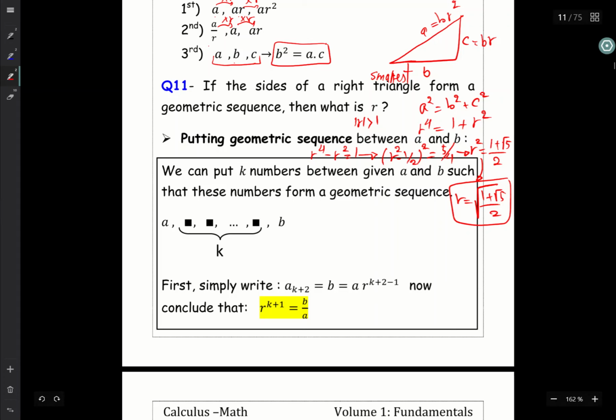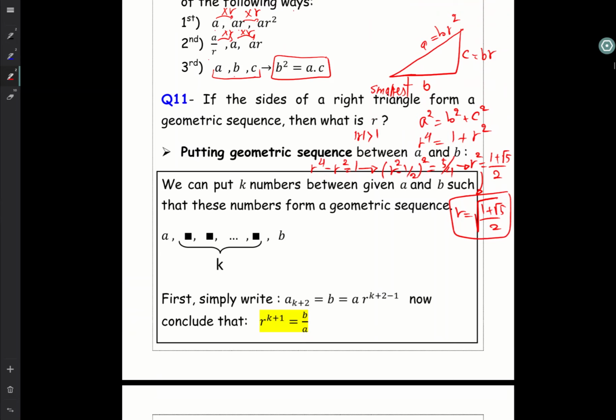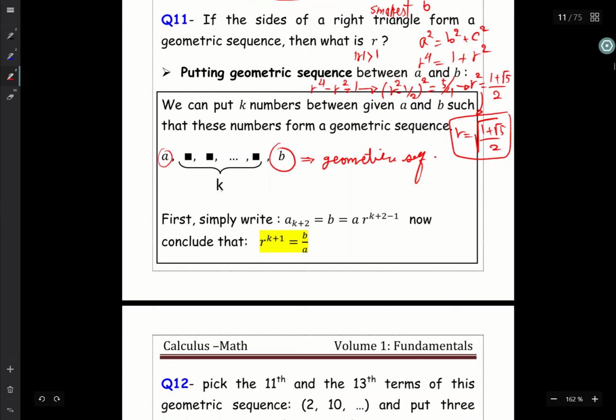Alright, putting geometric sequence between A and B. This is exactly the same thing that we had for arithmetic sequences too. So let's say if we have A and B and we want to put K numbers in between A and B so that the whole sequence forms a geometric sequence. Now the question is, what is the relation between K, A, B, and the common ratio R, right? That factor that we use.